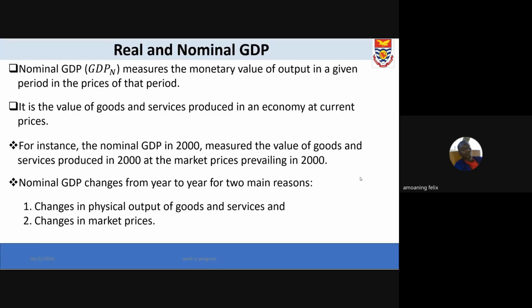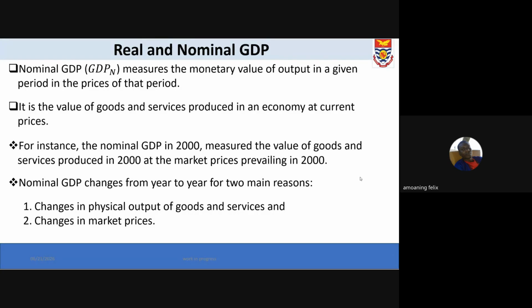So what is real GDP? Let us first look at the nominal GDP. The nominal GDP measures the monetary value of output in a given period in the prices of that period. So what we are trying to do is capture or calculate the monetary value of outputs in a given period using the price of that period. So if I want to calculate the GDP for 2020, I'm going to use the price of 2020 and the quantity of goods that has been produced in the year 2020 to calculate my nominal GDP.